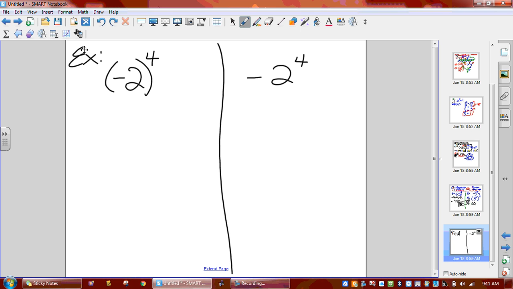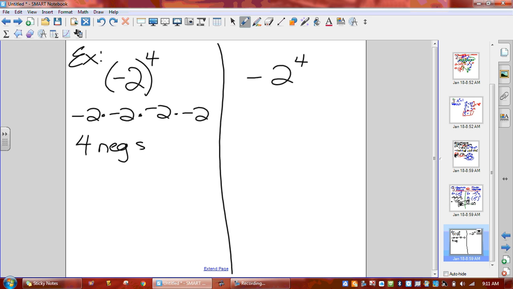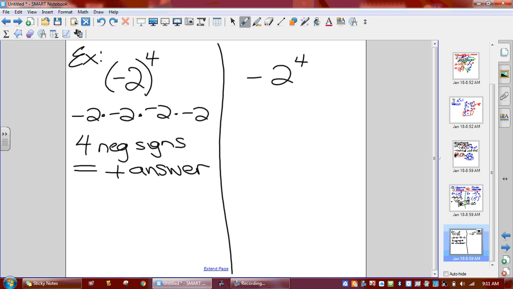So how would I expand it on the left-hand side? How would I write that out as repeated multiplication? -2 times -2 times -2 times -2. Excellent. So we have 4 -2's. So how many negative signs? 4 negative signs. That means we're going to have a positive answer. So we're going to take 2 and multiply by itself 4 times. What do we get? 16. Good. That's going to be a positive 16.